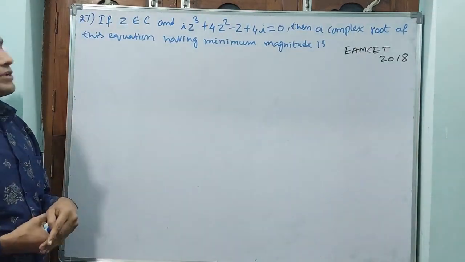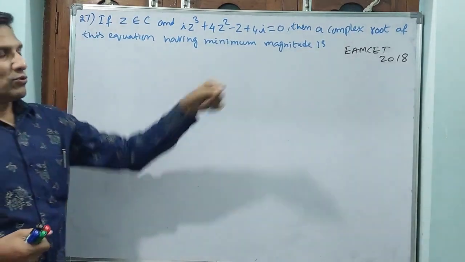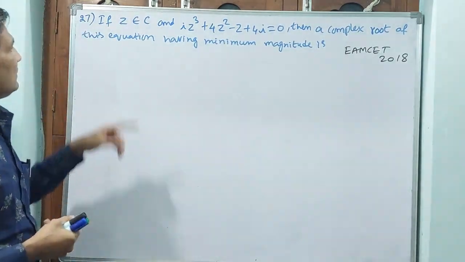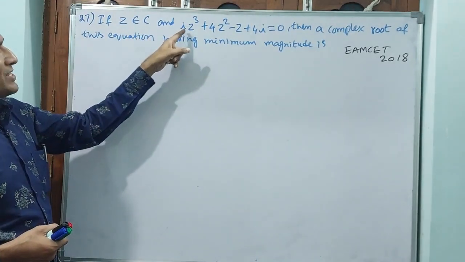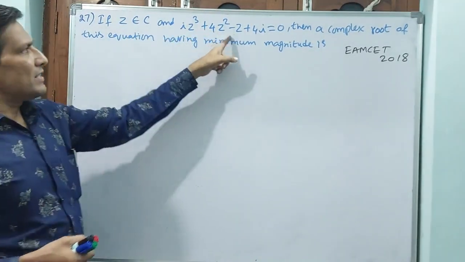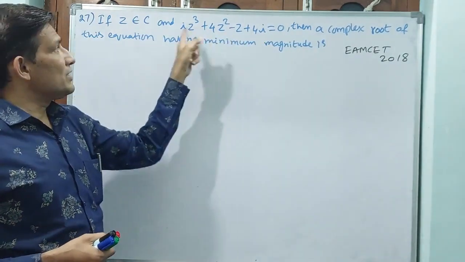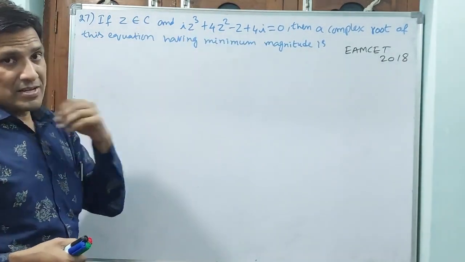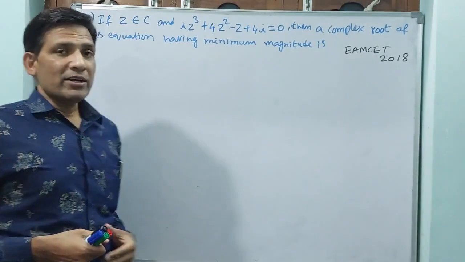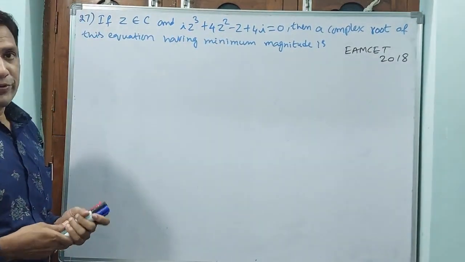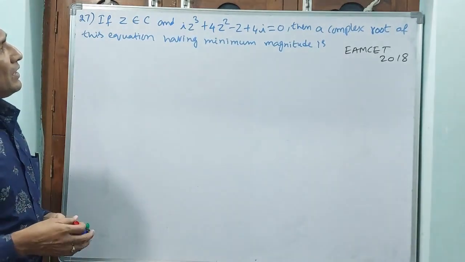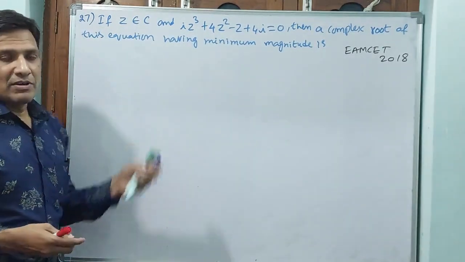See question number 27. This question was asked in Eamcet 2018. If z belongs to complex numbers and iz cube plus 4z square minus z plus 4i equal to 0, this is an equation in complex numbers, z is a complex number, then the complex root of this equation having minimum magnitude is what they are asking. You see, let me solve this equation.